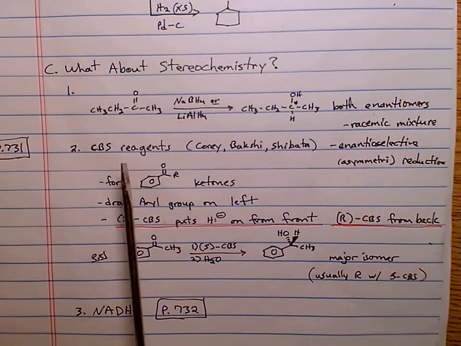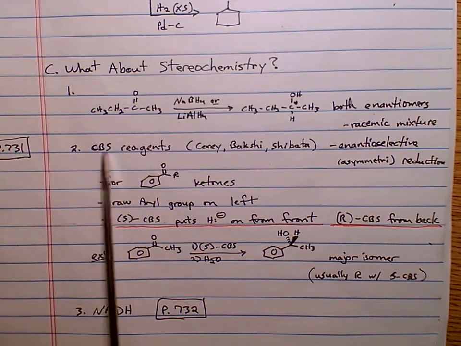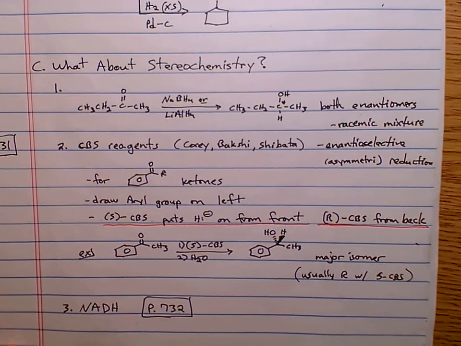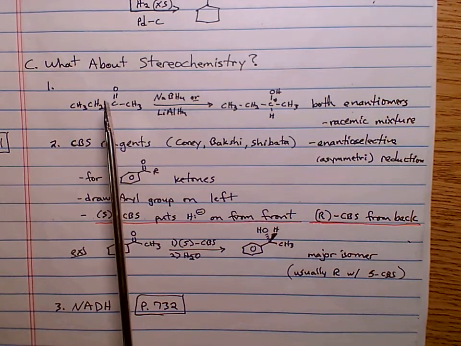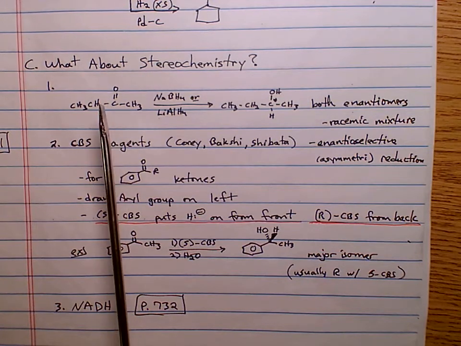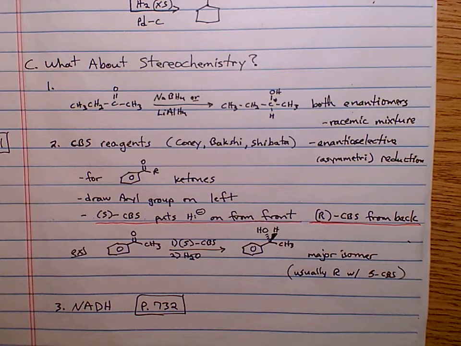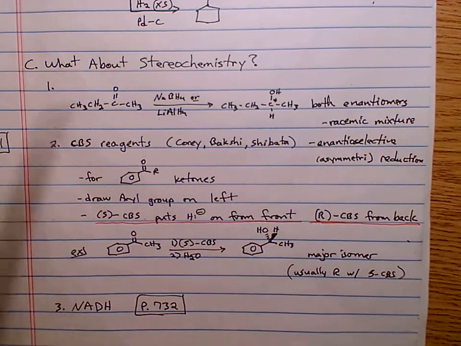So, very quickly along comes Corey, Bakshi, and Shibata, and they generated their CBS reagents. By the way, Corey, Bakshi, Shibata get the Nobel Prize for their work in stereochemistry and doing this type of thing, trying to cheat the rule that if your reactant is not optically active, then your products cannot be optically active, which means trying to get around the rule, if you generate a chiral carbon, you're going to get 2 enantiomers 50-50.